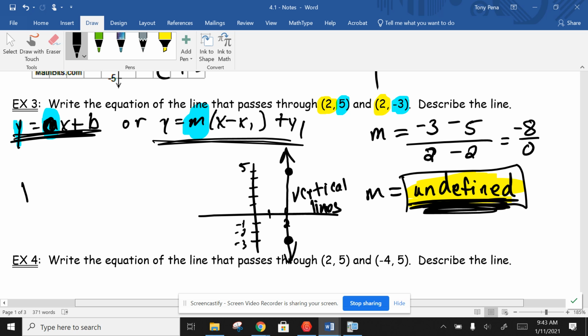The way we write the equation of a vertical line always is x equals some number.